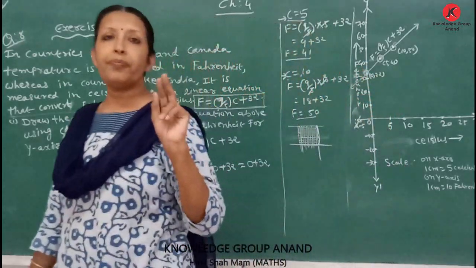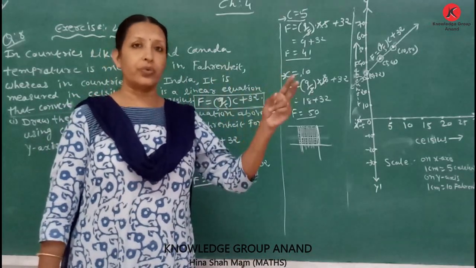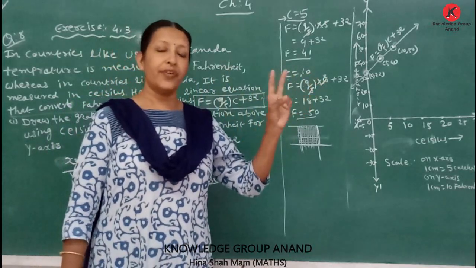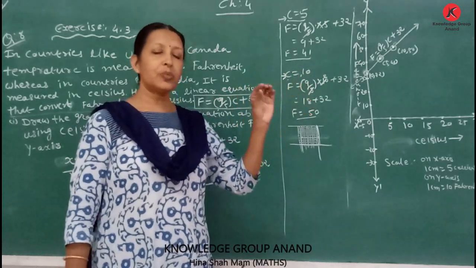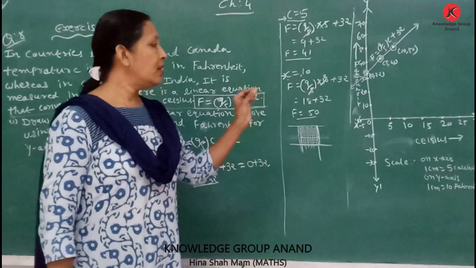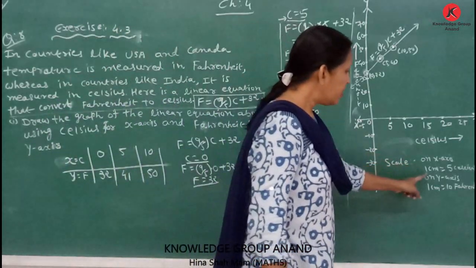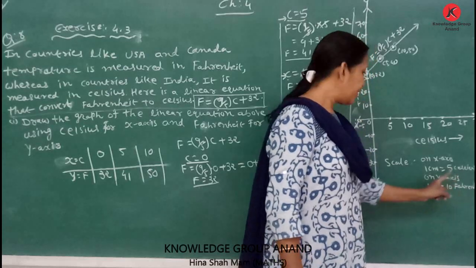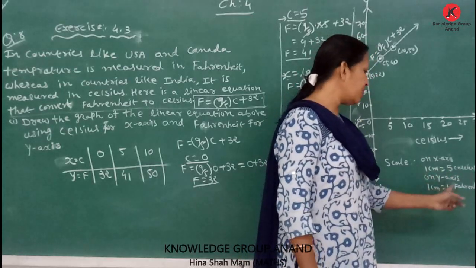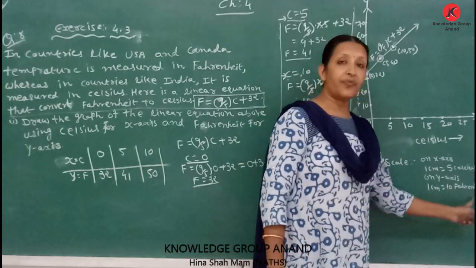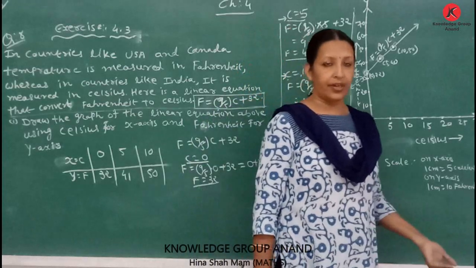You take 2 blocks for 1, the other 2 for 2, the other 2 for 3, then 6 for 4, and 8 blocks for 5. You take your scale as 1 centimeter is equal to 5 Celsius, or here you take 1 centimeter is equal to 5 Fahrenheit, or 5 to 10 Fahrenheit.